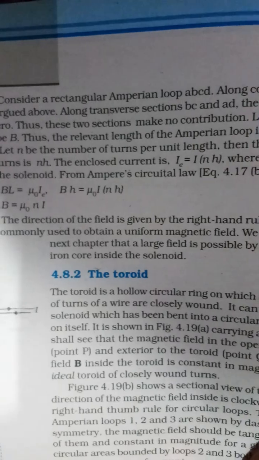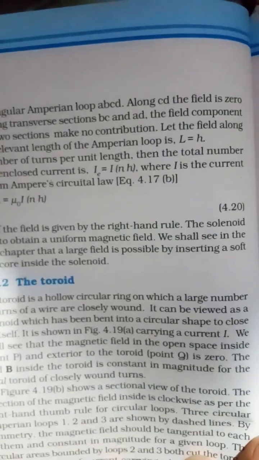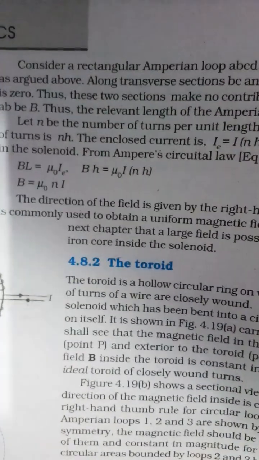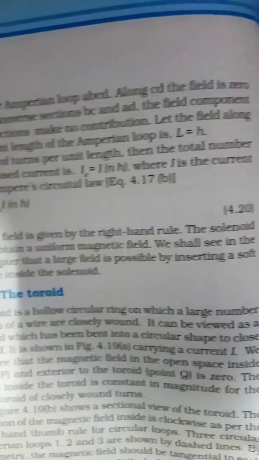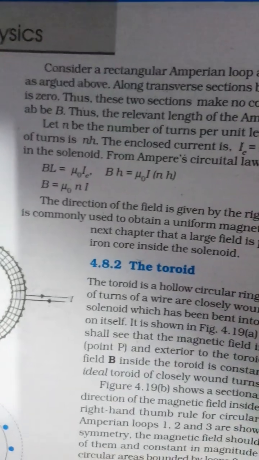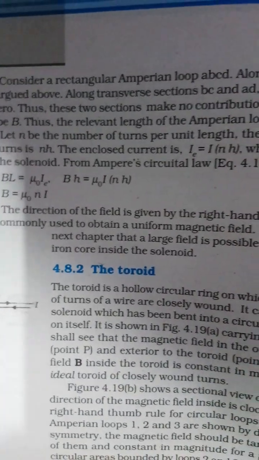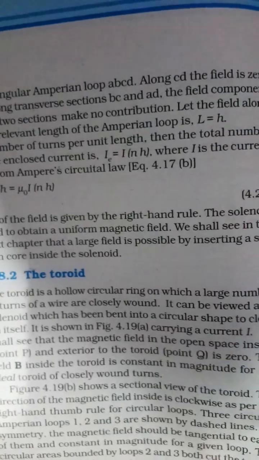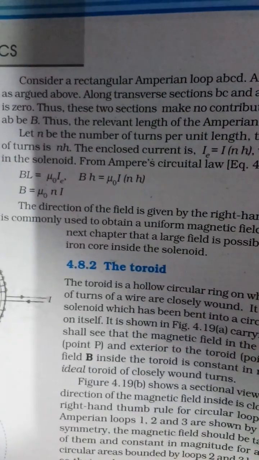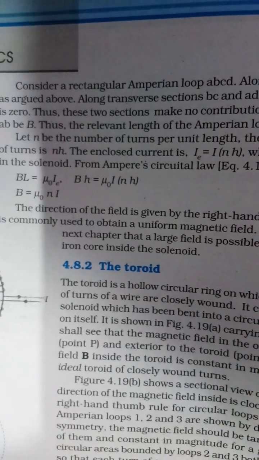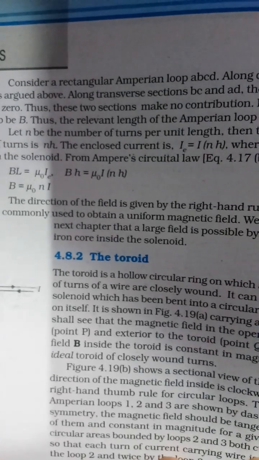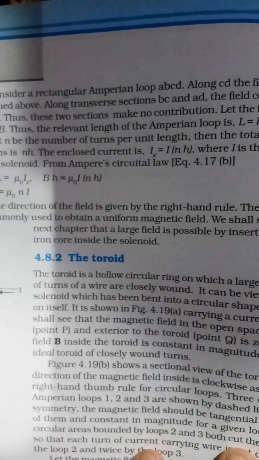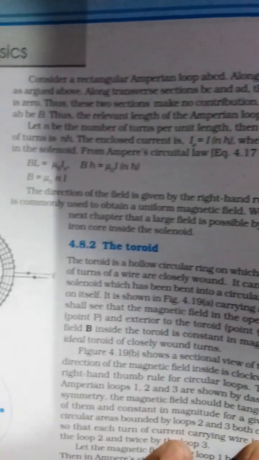Consider the rectangular Amperian loop ABCD. Along the outside section the field is 0, as argued above. Along the transverse sections BC and AD, the field component is 0. Thus, these two sections make no contribution. Let the field along AB be B. Thus, the relevant length of the Amperian loop is L equal to h.